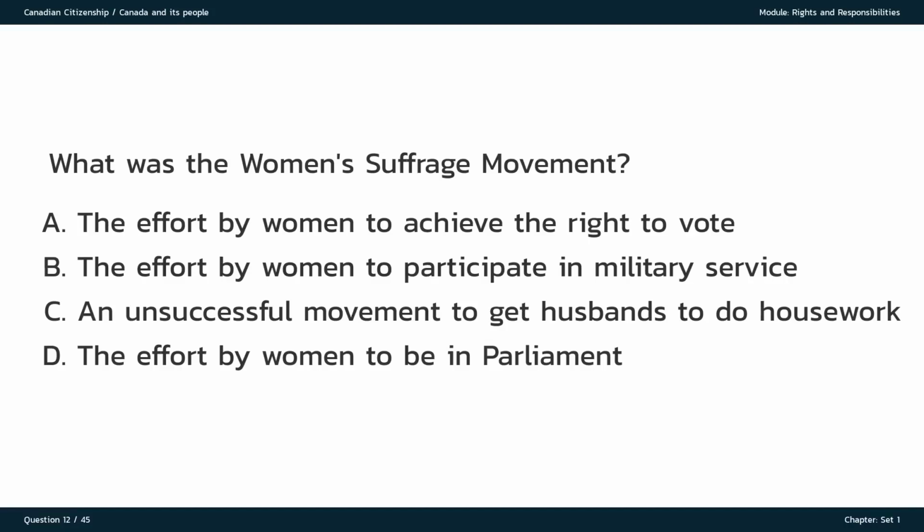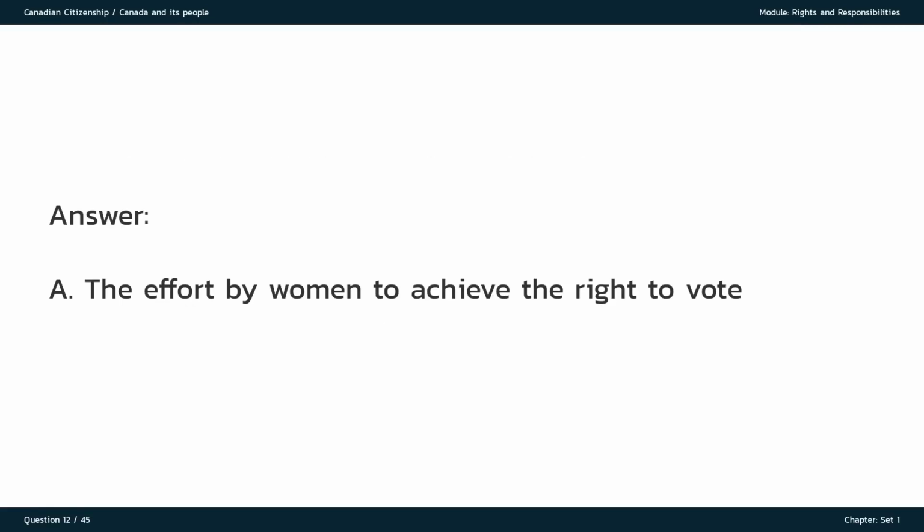What was the women's suffrage movement? A. The effort by women to achieve the right to vote. B. The effort by women to participate in military service. C. An unsuccessful movement to get husbands to do housework. D. The effort by women to be in Parliament. The answer is A. The effort by women to achieve the right to vote.